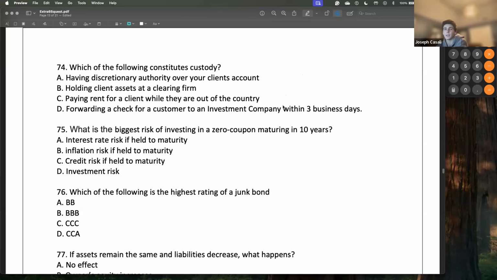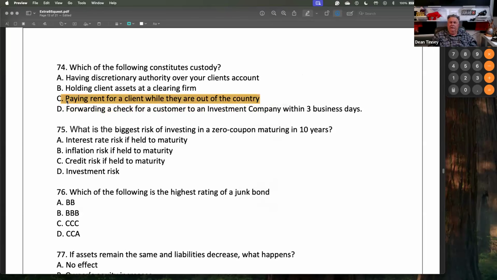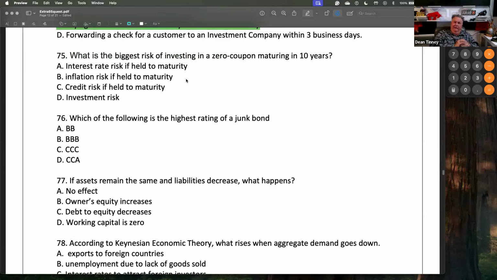Is it paying rent for a client? Yeah, you'd be silly to let me use your checking account to pay your rent while you're out of the country. Because how do you know I'm paying the rent? Well, I might pay the rent, and I might.